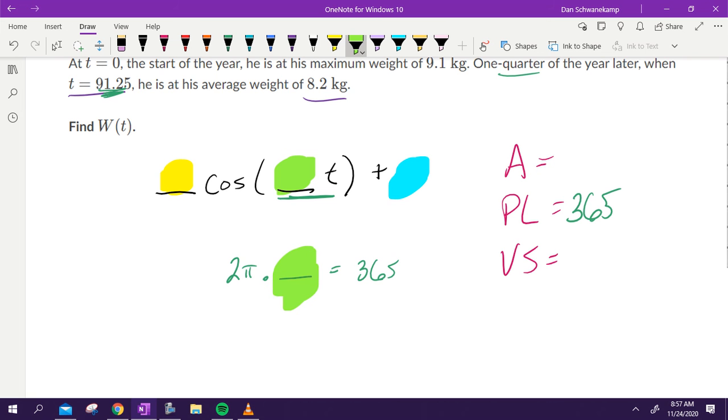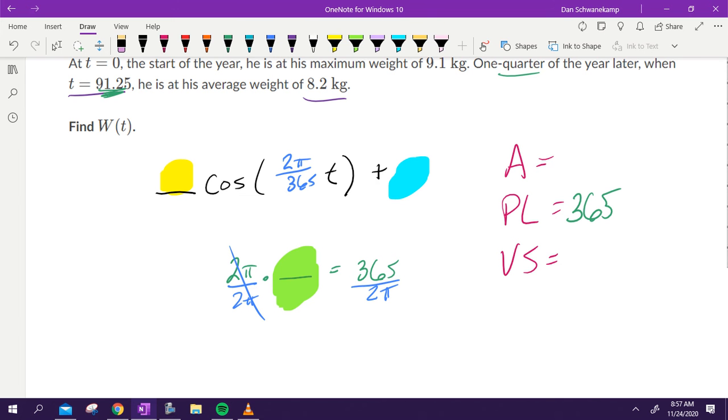So what can I do to get that by itself? Divide by 2 pi. Oh, that cancels. That gets this by itself. So I get 365 over 2 pi. So what's going to go in front of my t? 2 pi over 365. That is my value in front. Great.